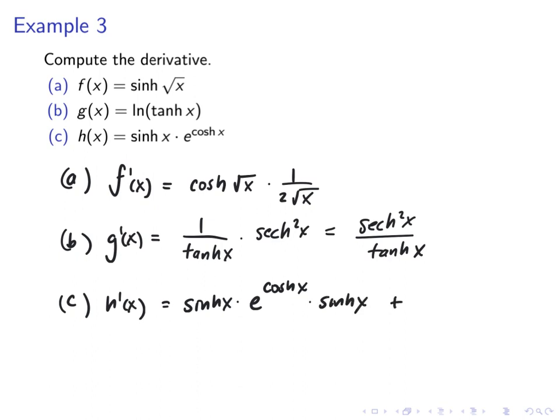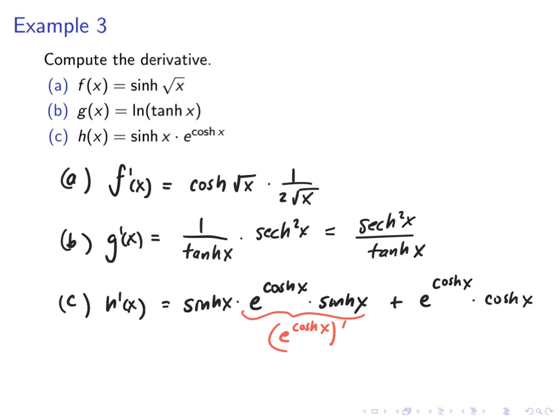And then that's the first term. So again, this right here is the derivative of e to the cosh x. And then for the second term, it's going to be the second function, e to the cosh x, times the derivative of the first function, so times the derivative of sinh, which is just cosh.